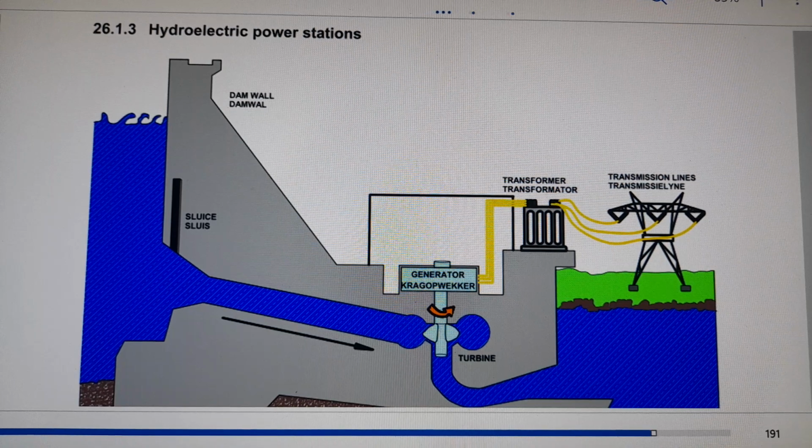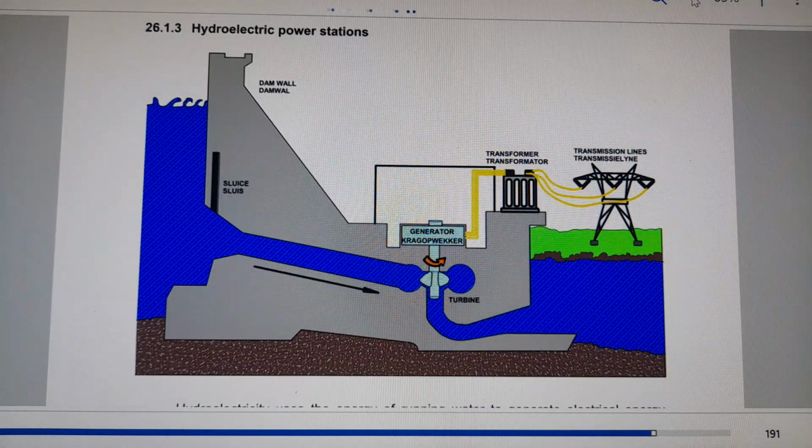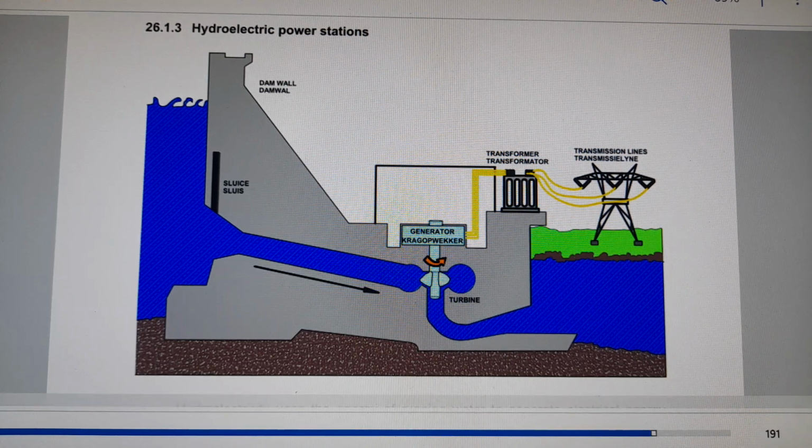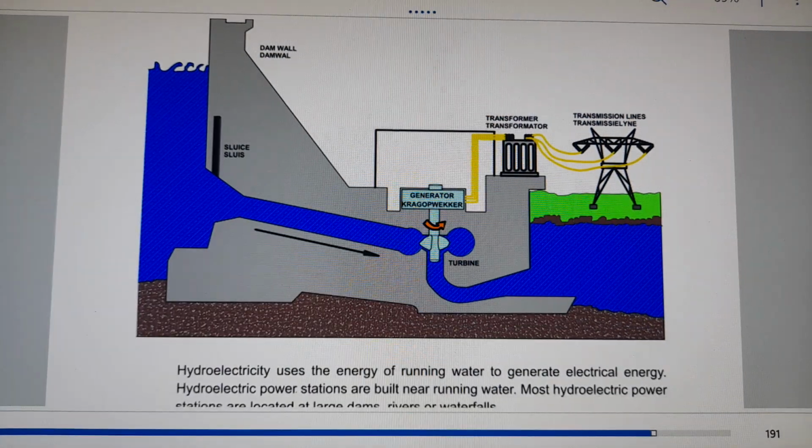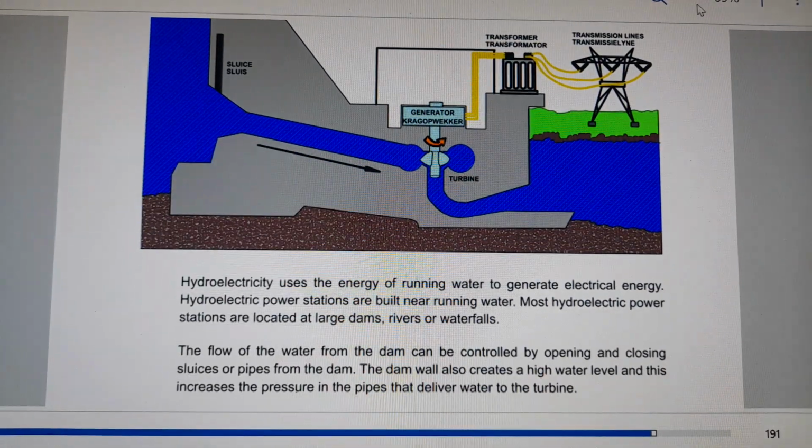And the third type of electricity generation is the hydroelectric power station. Hydro means water, so it's water electric power stations. So how does it work? This one, we have a demo. Okay, let's go for the explanation first, and then we can go to the diagram.